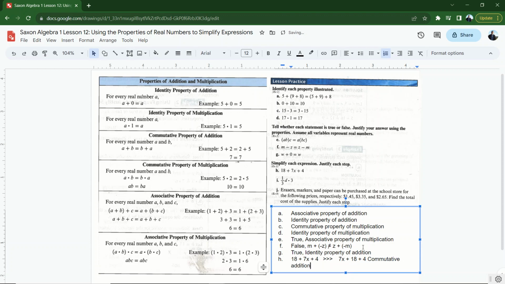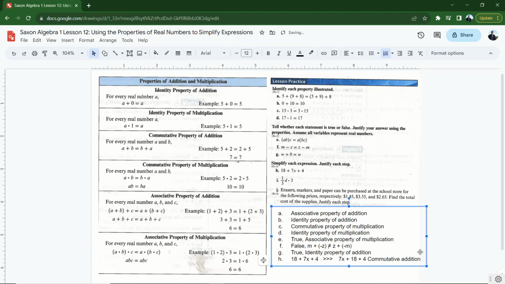Commutative property of addition. Let's make this a little wider so that it fits on one line. The next thing I'm going to do is combine like terms. So it's going to be 7x plus 22. And that's the most that I can simplify this one when I put 18 and 4 together. If I was justifying this, I would say I'm justifying by combining like terms or adding the constants. All right, letter I.